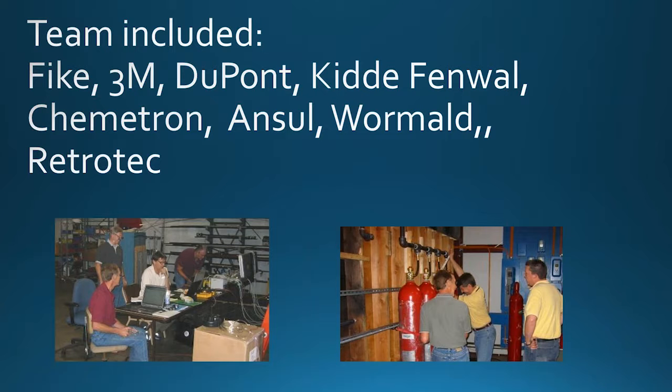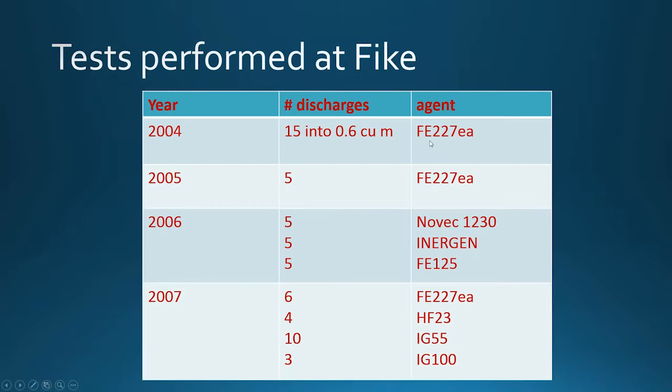So, the first thing I want to touch on here is that in around 2004 or so, 3M encouraged our industry to start looking at peak pressure, both for halocarbons and inerts, and a project was started. Pretty much every one of the major manufacturers was included in that study, which went from 2004 to 2007. By 2006, we were starting to get really good at this. By 2007, we really had it going well.